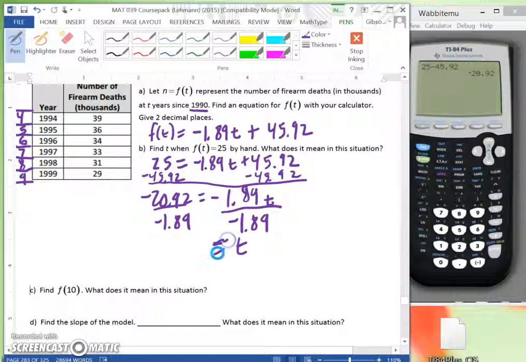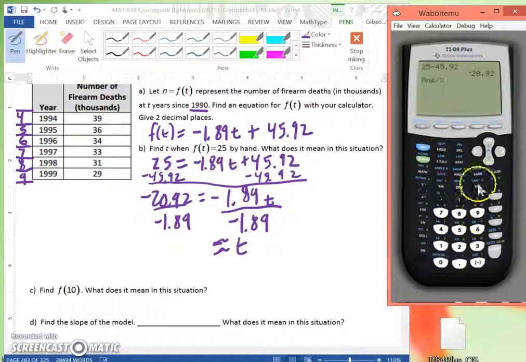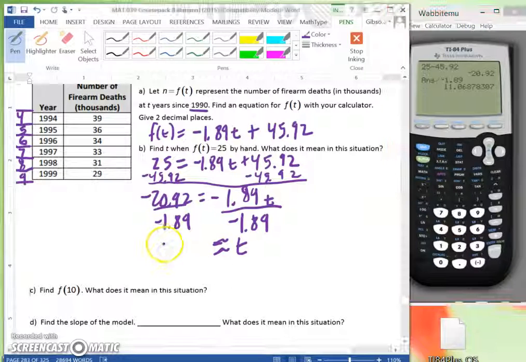And they tell us to give it 2 decimal places. So we would divide negative 20.92 by negative 1.89, and that gives us approximately 11.07.